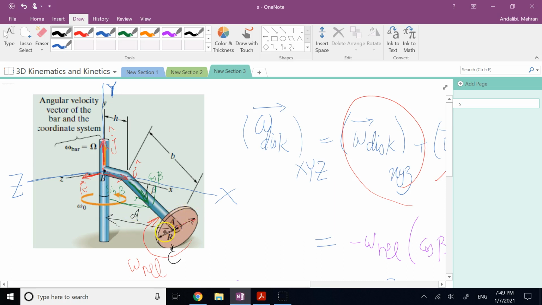Along the negative z-axis. So it is going to be negative z, or negative k, and then d times omega naught. But how much is d? If you look at this picture, d is h plus b times cosine beta. So d is h plus b times cosine beta. If I multiply that by omega naught in the negative z direction, that's v of a.